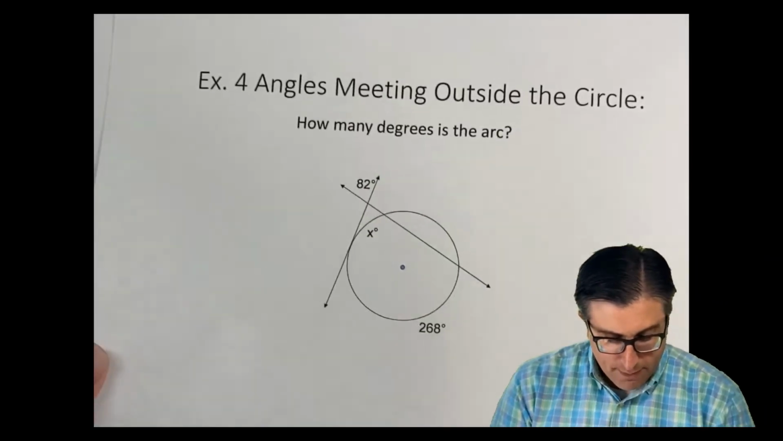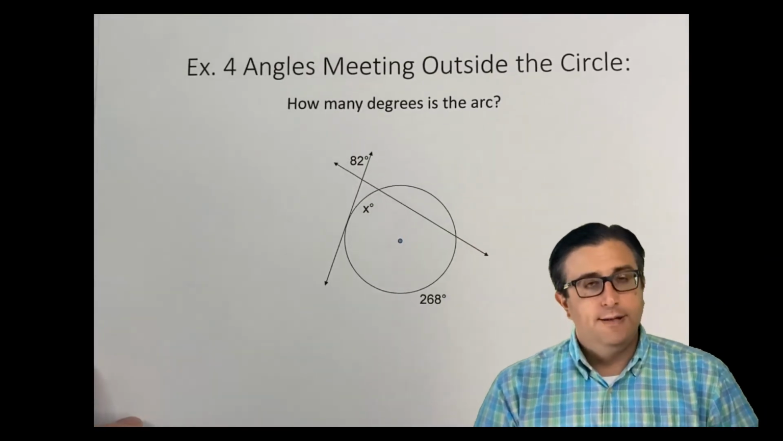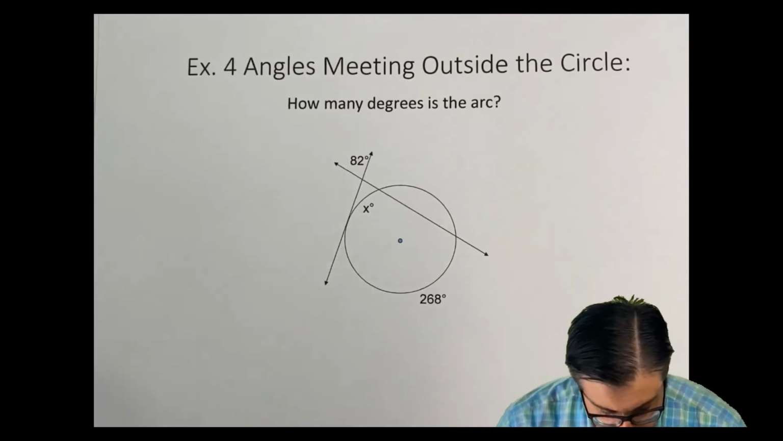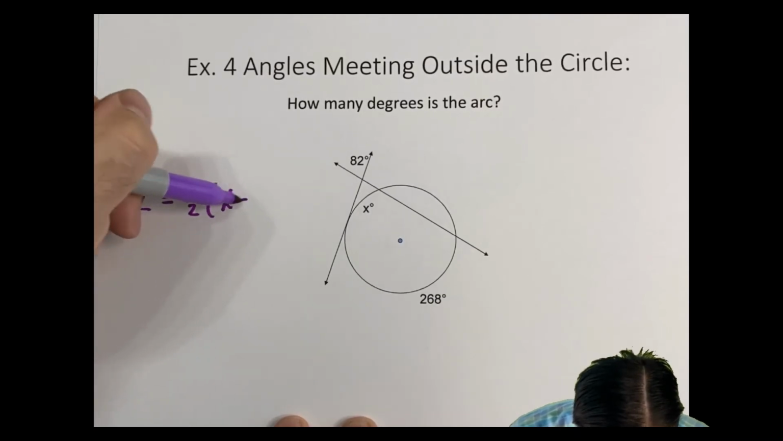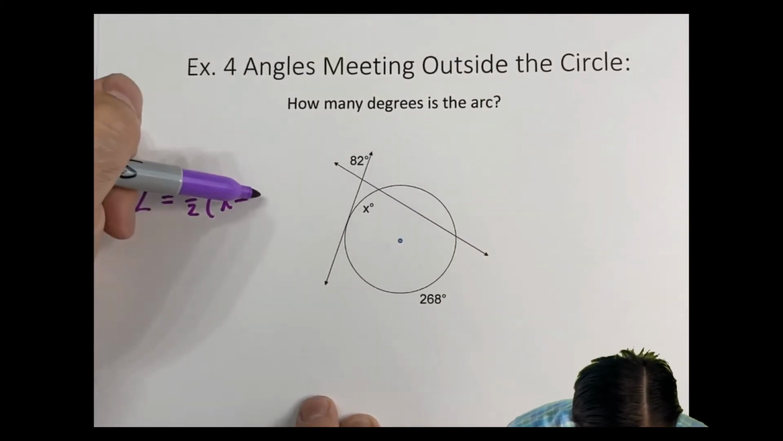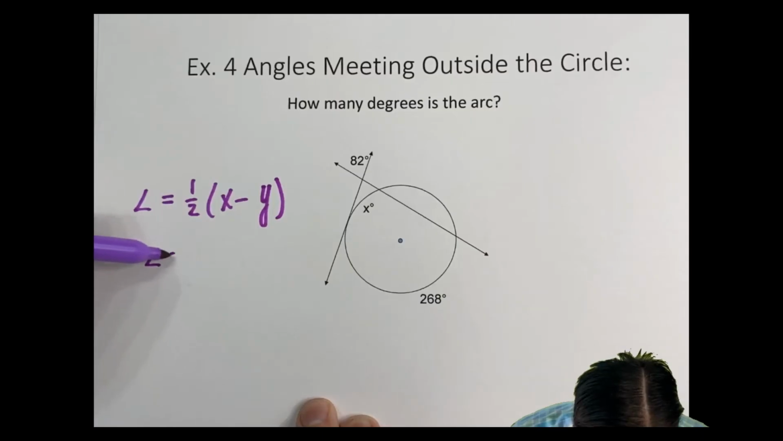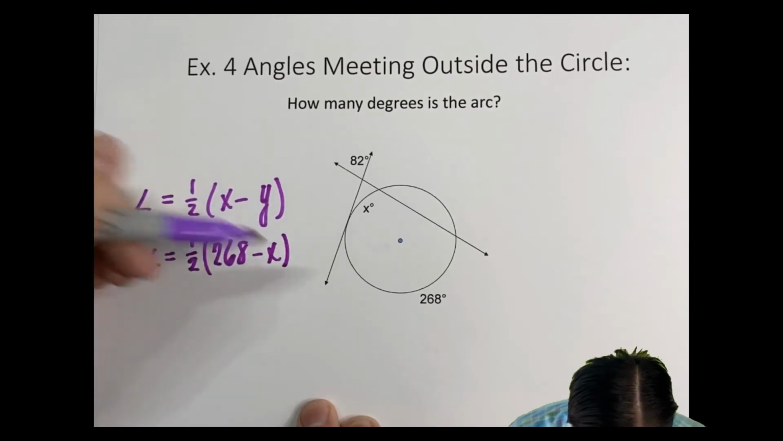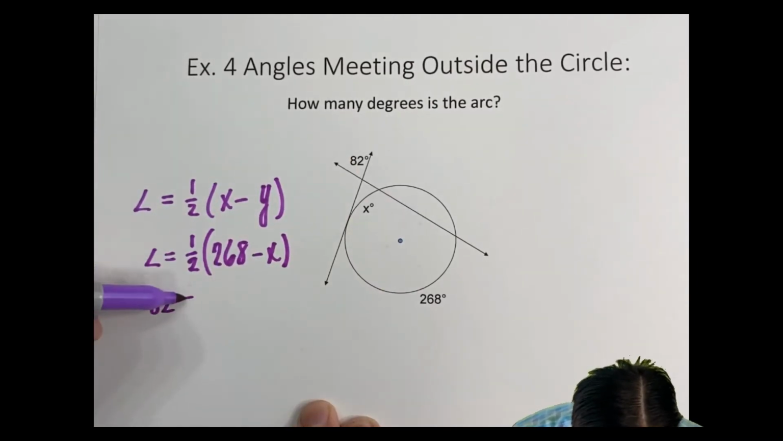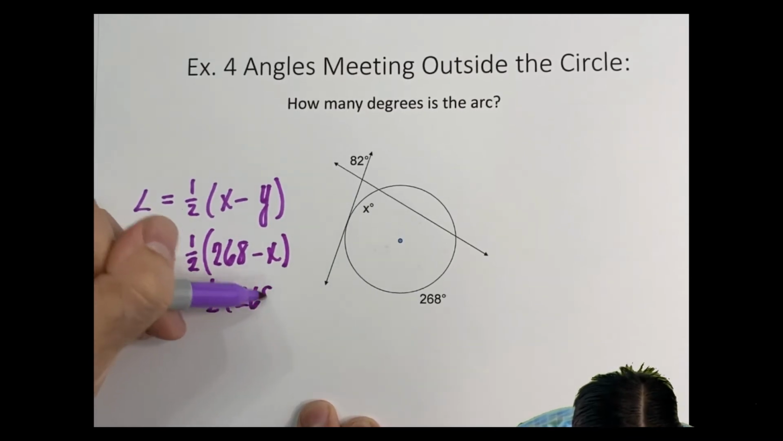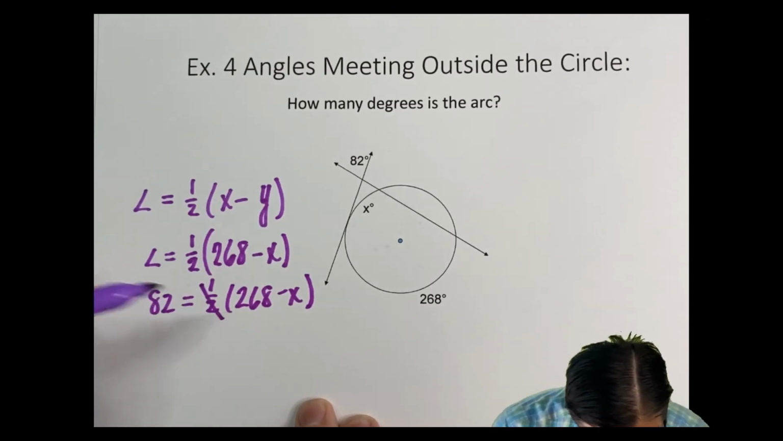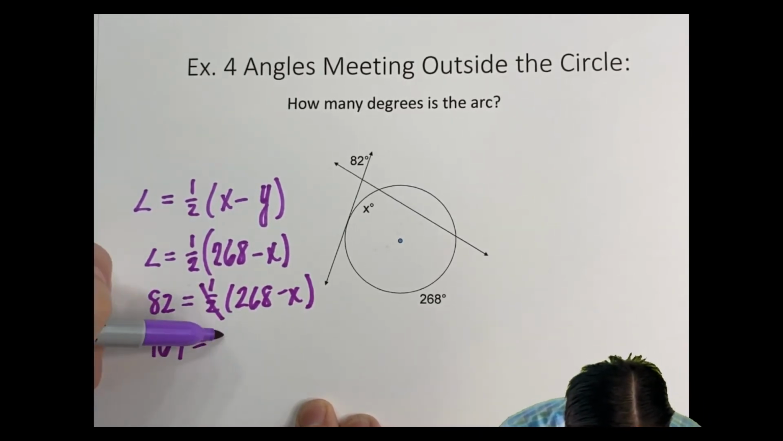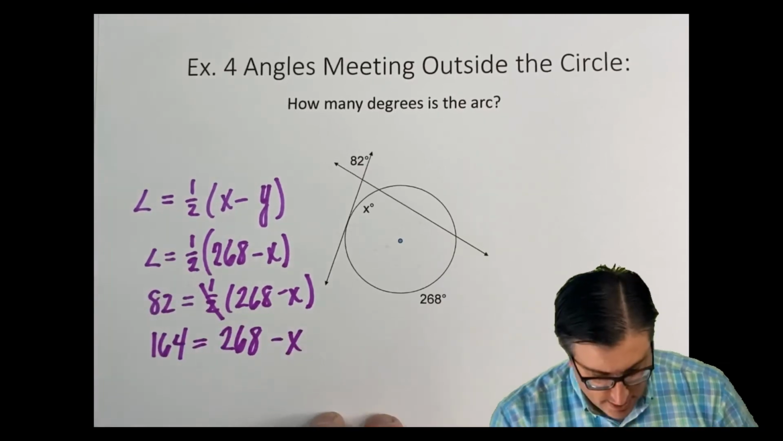Problem 4, same type of setup, except we're missing the arc, not the angle. So, same idea as before, angle equals 1/2 big arc minus small arc. So the angle equals 1/2 of 268 minus x. I know the angle is 82, and that's 1/2 of 268 minus x. I'm going to get rid of that half by multiplying by 2. 164 equals 268 minus x.